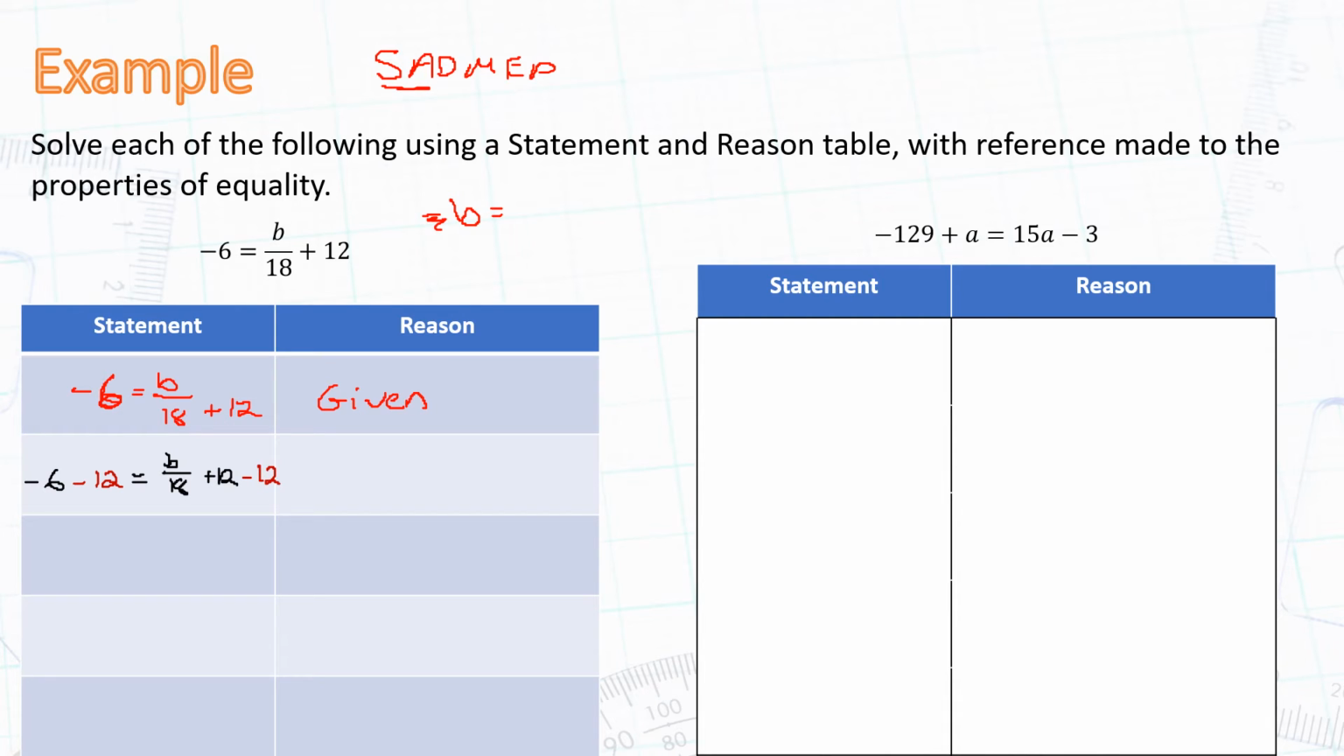Sorry, I'm writing very small to fit it. And then what happens is the plus 12 and minus 12, well, that equals 0. So they effectively cancel out, and I'm left with b over 18. Minus 6 minus 12 is negative 18.